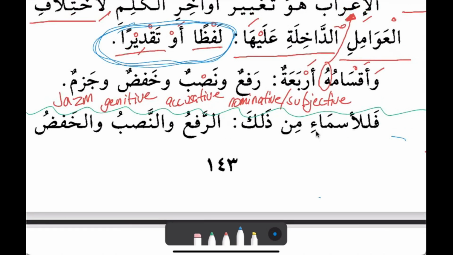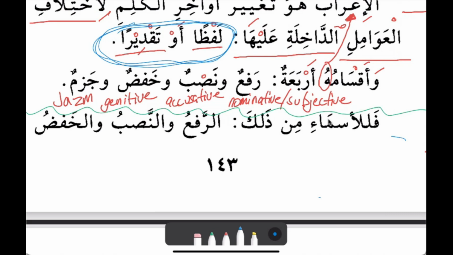لفظا أو تقديرا, إعراب لفظي and إعراب تقديري. وأقسامه أربعة, and its divisions are four: رفع ونصب وخفض وجزم, nominative, accusative, genitive, and jazm. That's where we left off last time.